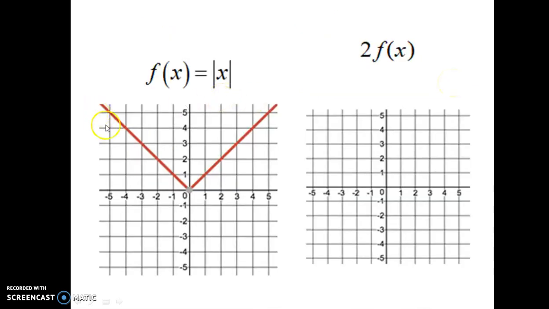Great, try this one. Another absolute value function. We're performing this transformation. Tell me where this point and this point will end up.